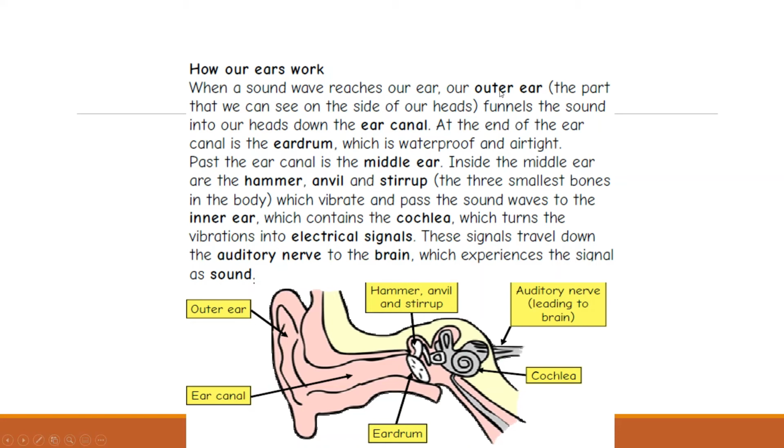Sound reaches our ears, and our outer ear funnels the sound down into the ear canal. At the bottom of the canal is the eardrum, which is waterproof and airtight, so we can't get nasty things in there. Past the ear canal is the middle ear, where we find the three smallest bones, hammer, anvil, stirrup, which vibrate and pass down the sound waves to the inner ear and to the cochlea. And as we said before, this is where we see all the nerves, which send information for the brain to then understand what we are listening to.